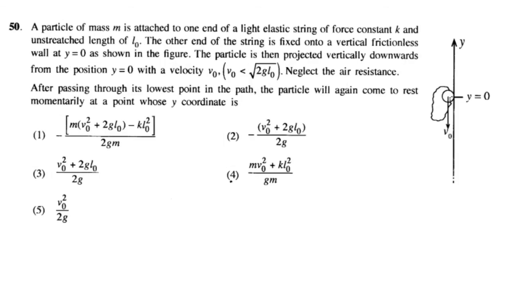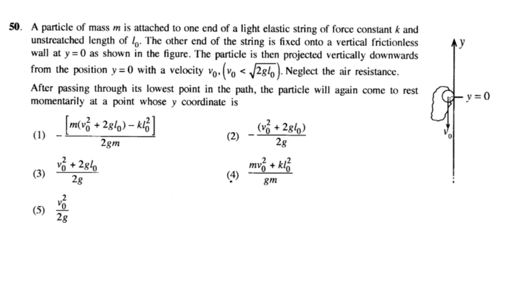Question 50. A particle is attached to one end of a light elastic string and the other end of the string is fixed onto a vertical frictionless wall at y equals 0 as shown in the figure. The particle is then projected vertically downwards from the position y is 0 with a velocity v naught. And they are asking for the y coordinate of the position of the particle at which the particle comes back to rest again. What will happen here when the object is projected downward?